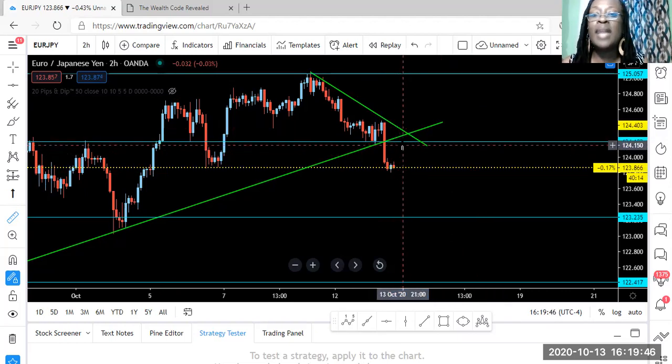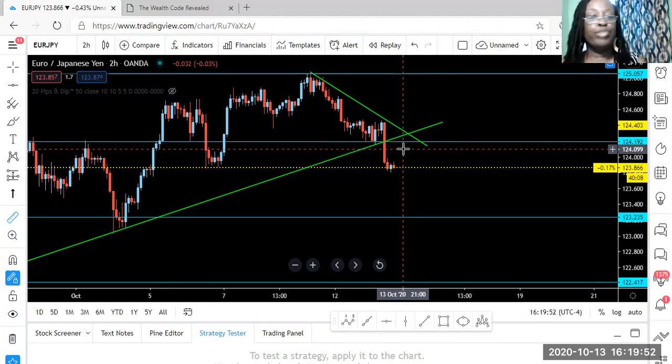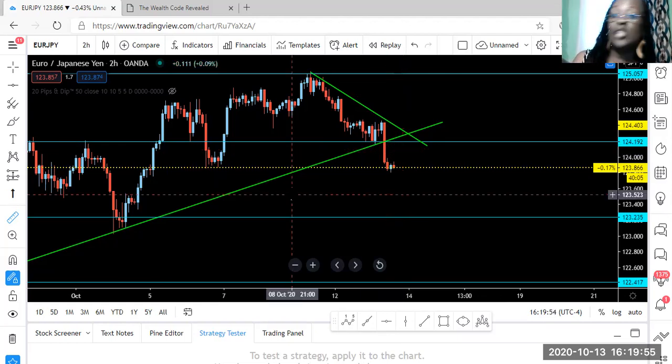And then once it breaks, come back and start rallying in your direction. Guess what? Drop another position at $3, $4, $5, $10, whatever your account balance can handle, right? Don't over leverage. So that is it.